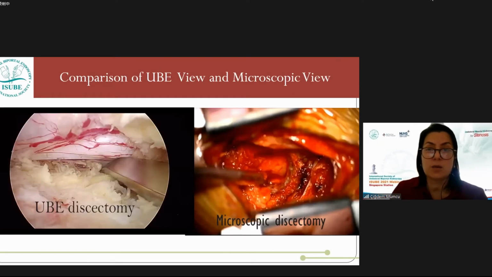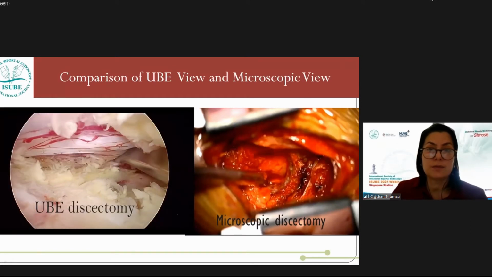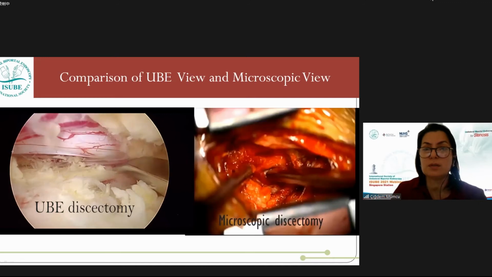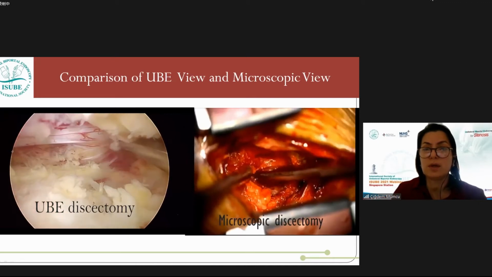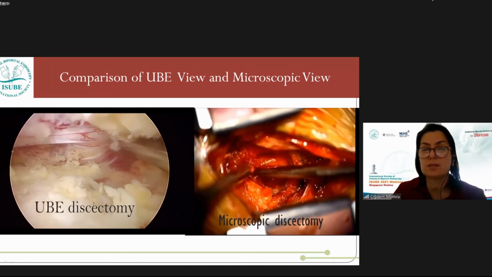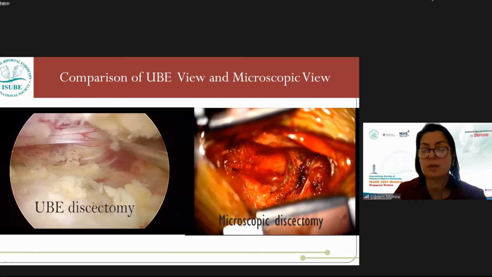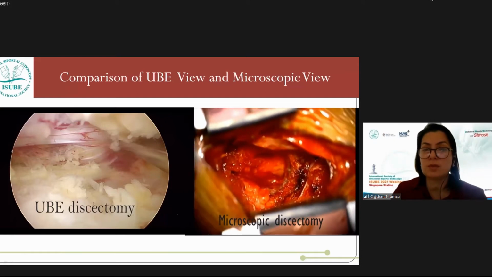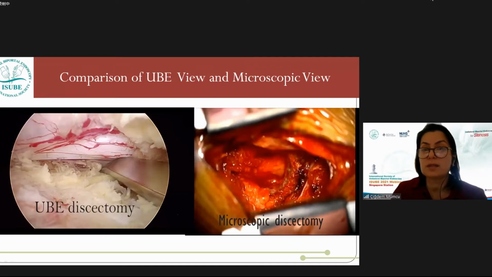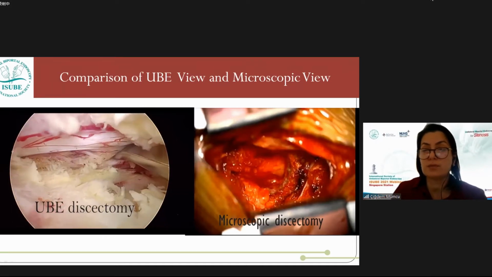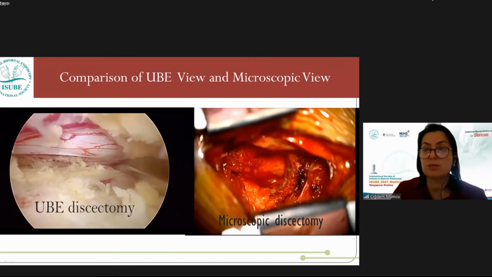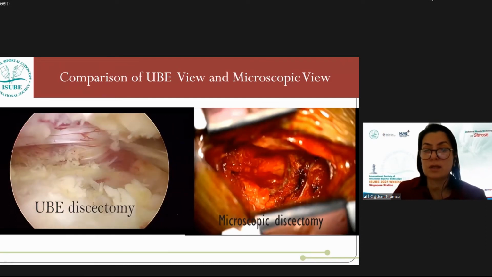Let's watch these videos. The video on the left is UBE discectomy, and the one on the right is microscopic discectomy. You can see the UBE view is much clearer, and it also has more blood-free vision. That means a clean view makes the surgery easier and safer.